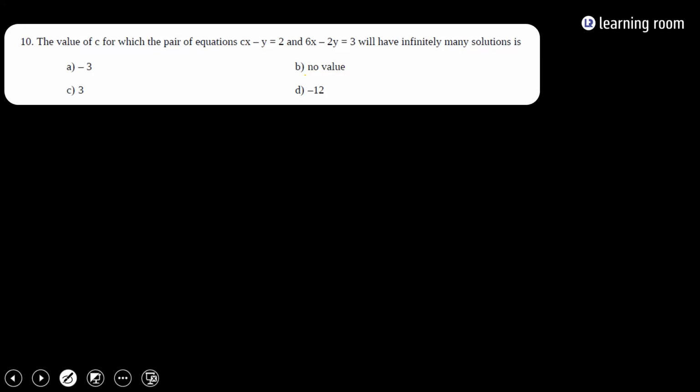The value of C for which the pair of linear equations will have infinitely many solutions. C by 6 should be equal to minus 1 by minus 2, which should be equal to 2 by 3. Sir, C is equal to 3, sir. That's it.